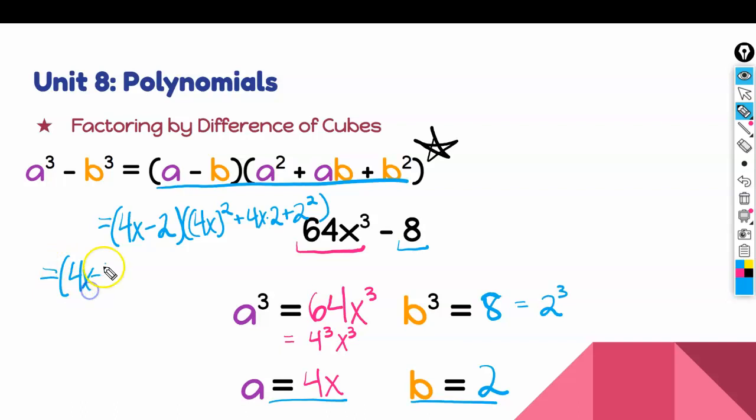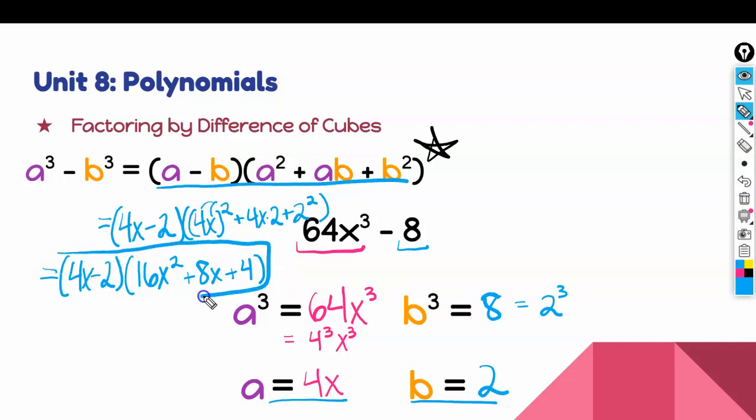So 4x minus 2. I square 4x, and it gives me 16x squared. 4x times 2 is 8x. And then 2 squared is 4. And so this is my final answer. Ta-da! And that's that on that.